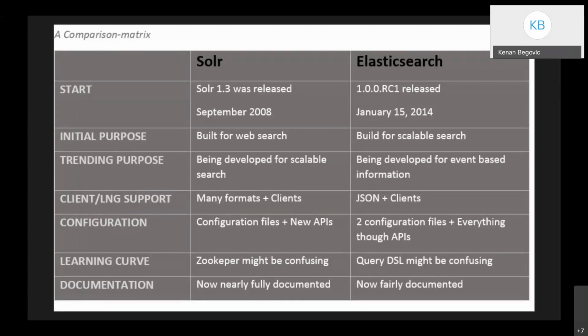I have a question about what you mean by initial purpose. Doesn't that mean this is the actual purpose, or has it changed over time? Yeah, the initial purpose means that the idea behind starting the project for Solr, with CNET, was web search, or to search a web repository hosted in CNET.